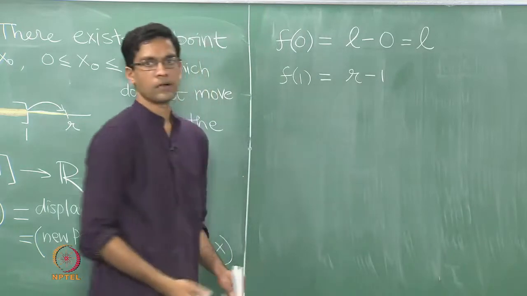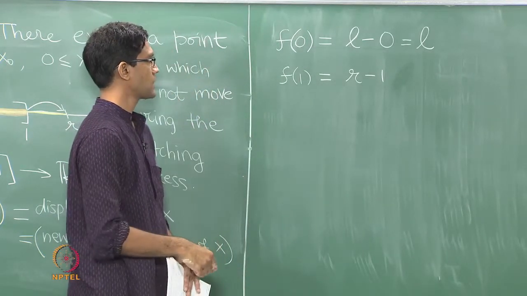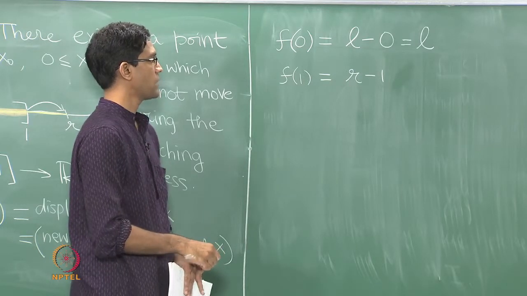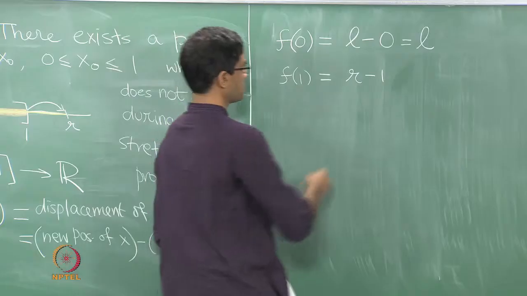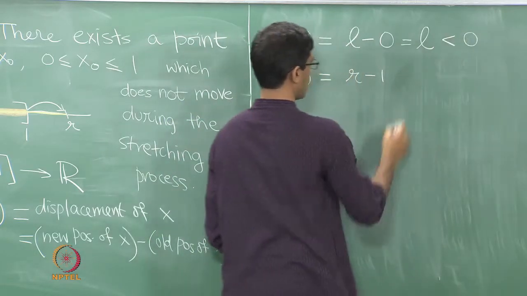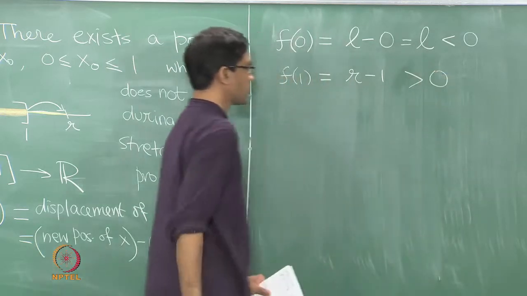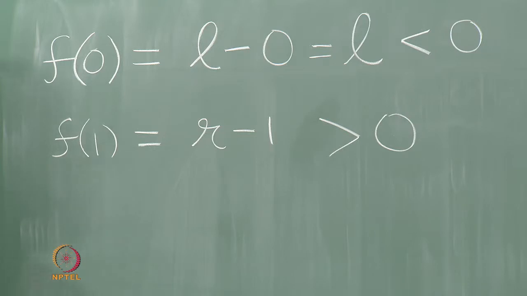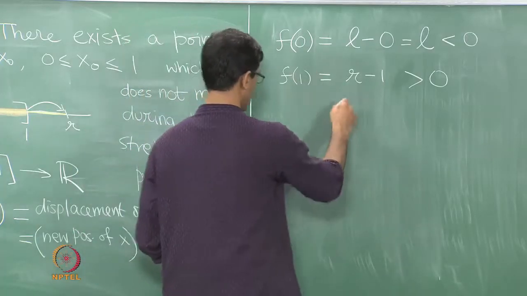Okay. So here are the two values of displacement. The left endpoint is displaced by L, the right endpoint is displaced by R minus 1. And observe that L is a negative number because L of course is to the left of 0. R minus 1, since R is to the right of 1, is a strictly positive number. I don't care what they are, all I need to know is that L is negative and R minus 1 is positive. Okay. So let's imagine drawing the graph of this function f.